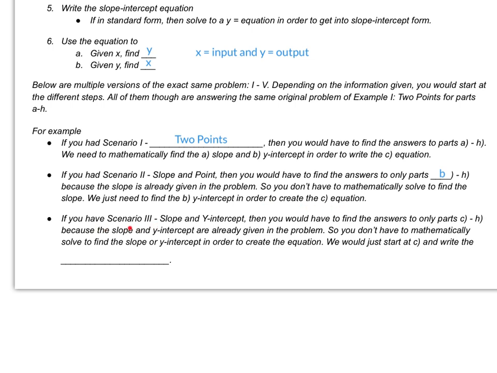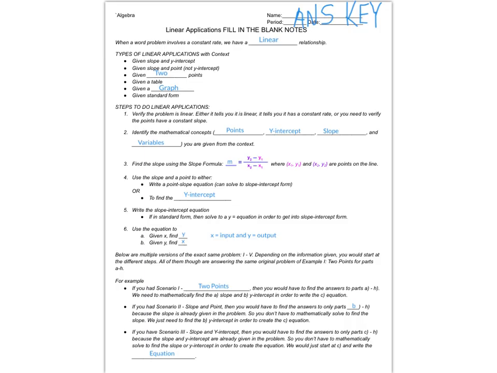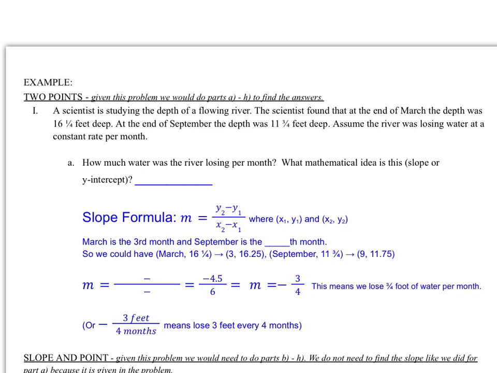If you have scenario 3, where they tell you the slope and the y-intercept, now you're just starting at part C, not doing parts A and B. So again, they already told you the slope, they already told you the y-intercept, it's literally in the problem. So you don't have to mathematically find them. All we have to do is start at part C, where we're going to write the equation. So let's look at what that means. On this problem, we're going to be given 2 points. So in this scenario, you do parts A, B, C, D, E, F, G, and H.